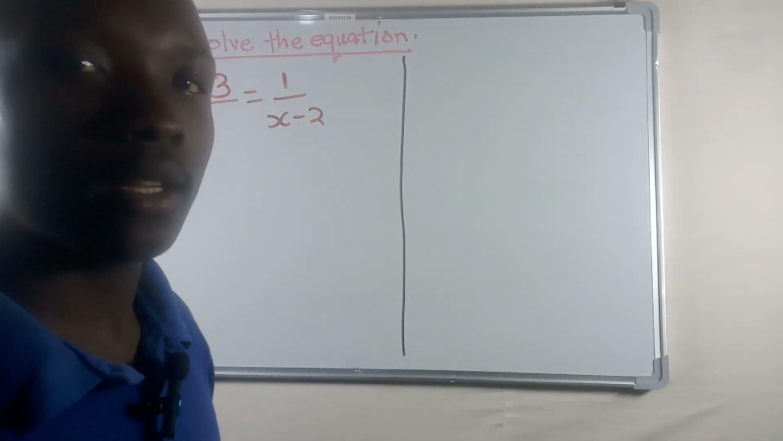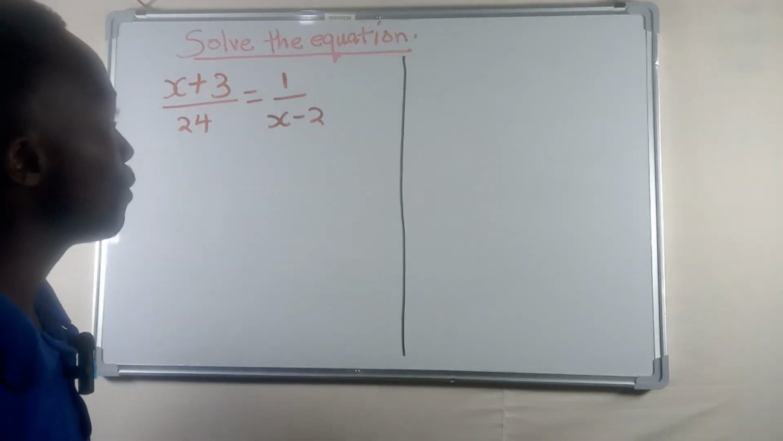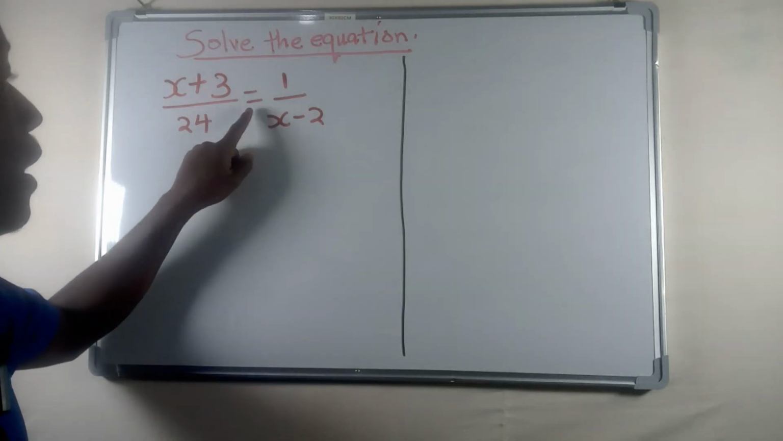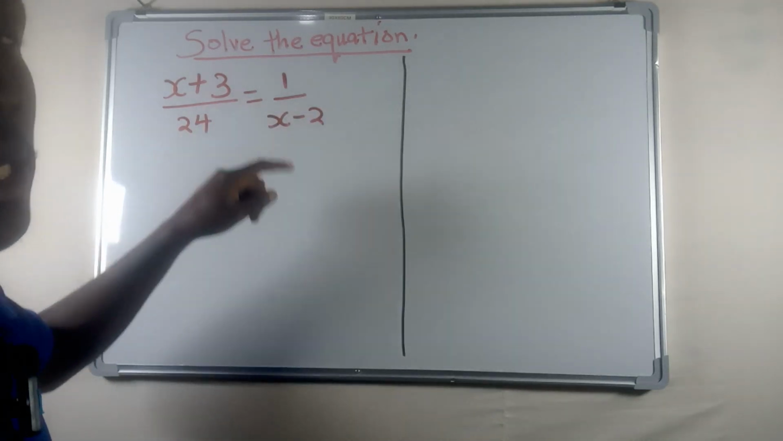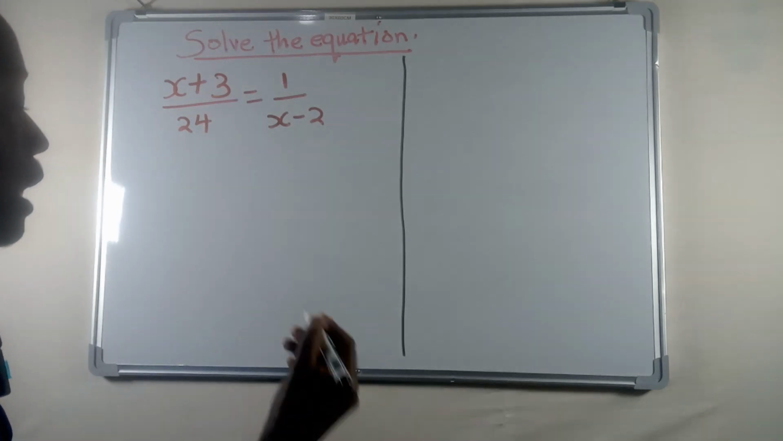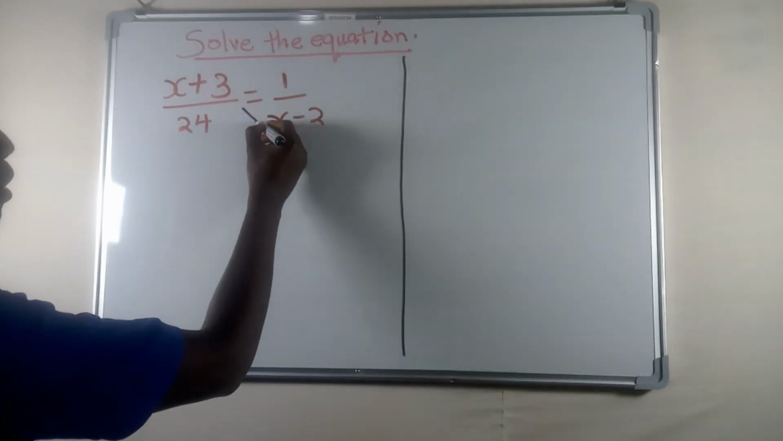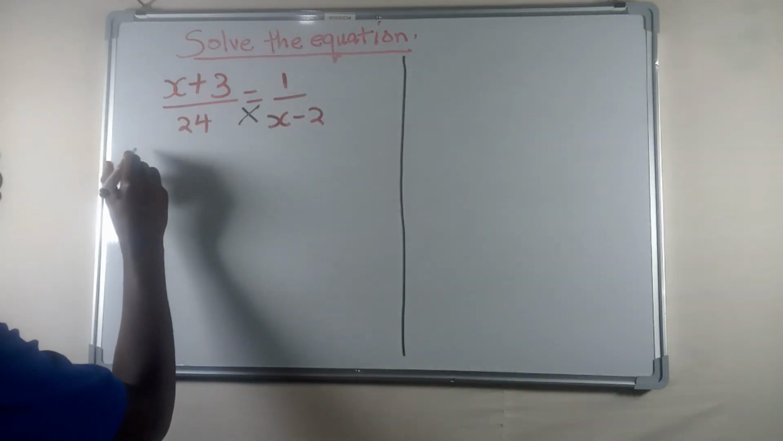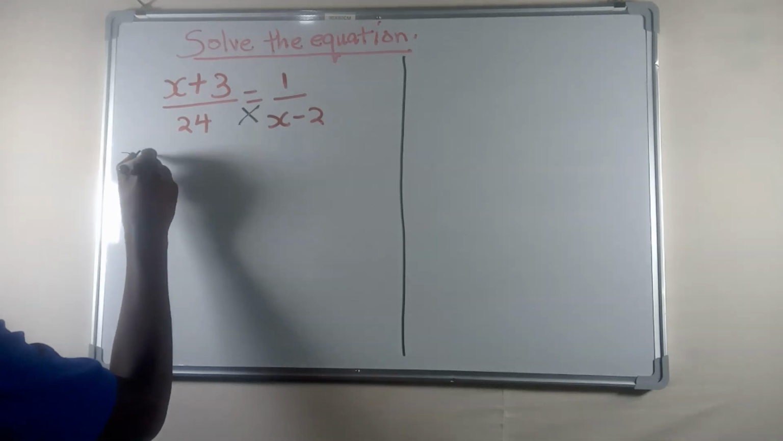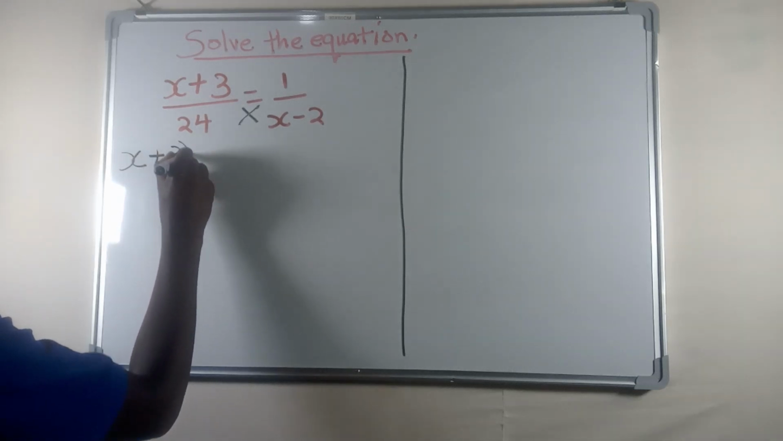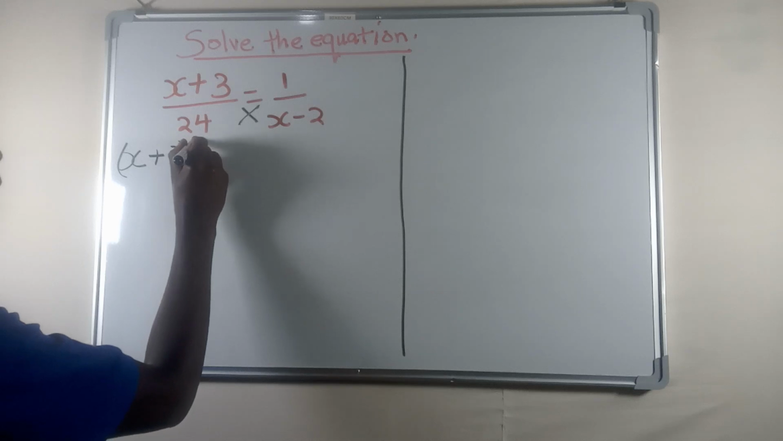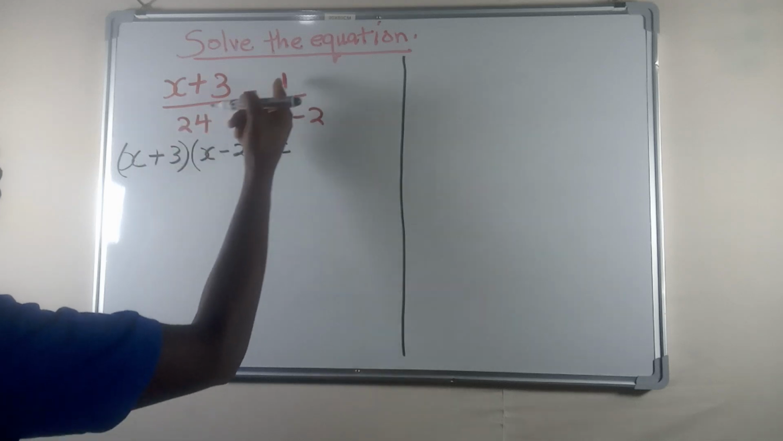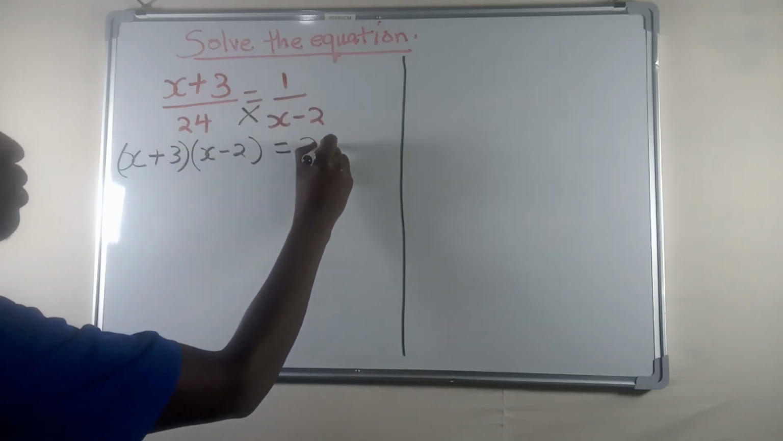We have a question here, and the question reads, solve the equation. So for us to solve this equation, we have an equal sign in between our equation. So we are going to start by cross multiplying. We will cross multiply. And when we cross multiply, we are going to have x plus 3 multiplied by x minus 2 is equal to 24 times 1 is equal to 24.